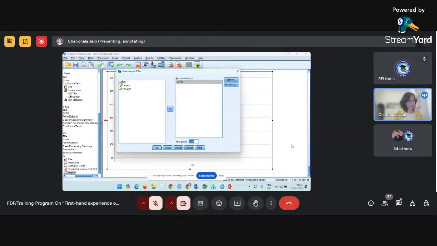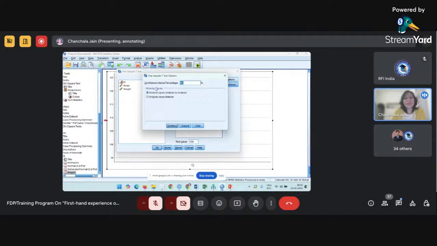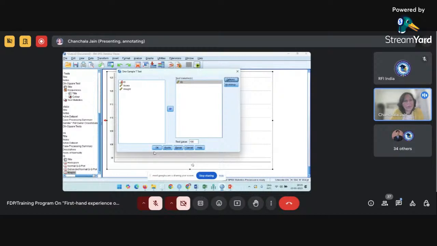Okay, any other doubt, or shall I proceed? Yes, please proceed, ma'am. After that, nothing you need to do. Still, you can go to the Options button. It is indicating confidence interval percentage 95. That means the level of significance by default is 5%. If you want to make any changes, you can make the changes here using your keyboard. Fine, everyone. If everything is fine for you, you can press Continue, and once you hit the OK button, you will get the output.